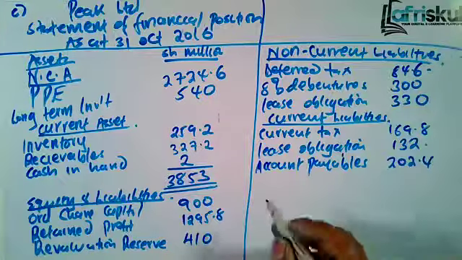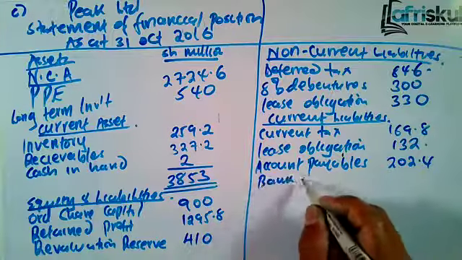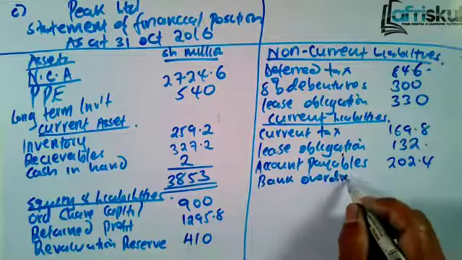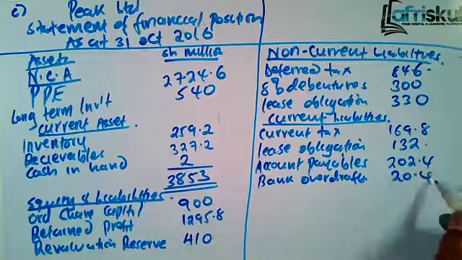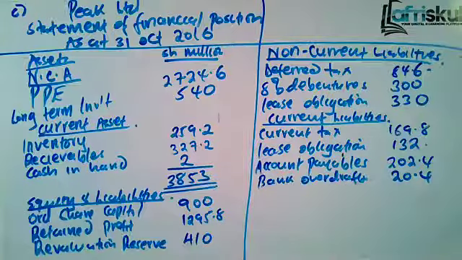202.4. Then I can see we have bank overdraft. The bank overdraft I can see is 20.4. Lastly, if I take you back, for the 8% debenture, we are supposed to pay an interest of 20.